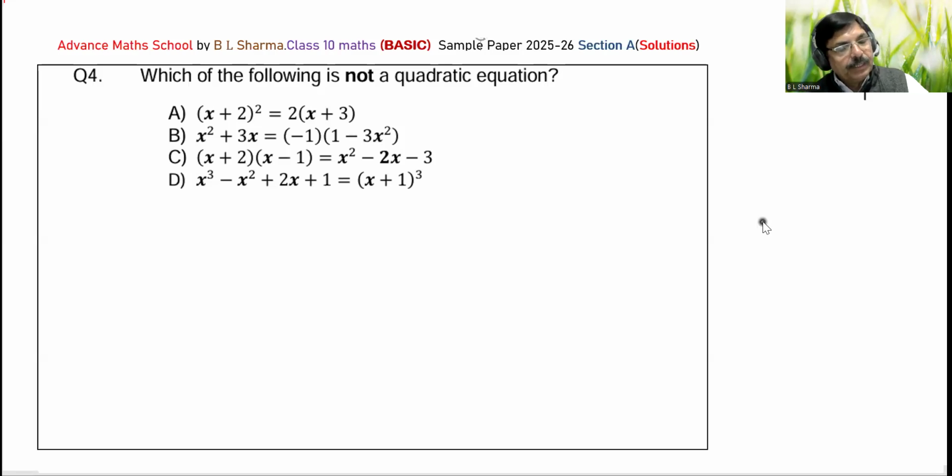Very good question. Many times this type of question comes in the examination. This is to verify whether you know about quadratic equations or not. Such questions generally come in the exam in the form of multiple choice questions. Which of the following is not a quadratic equation? We know that an equation of the form ax square plus bx plus c is equal to 0, where a, b, c are real numbers and a is not equal to 0, is said to be a quadratic equation.